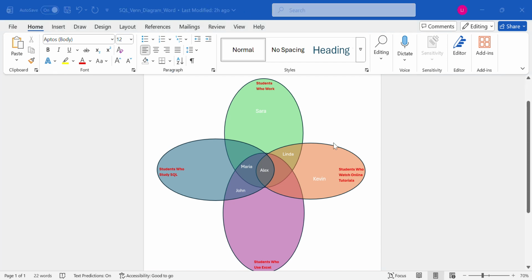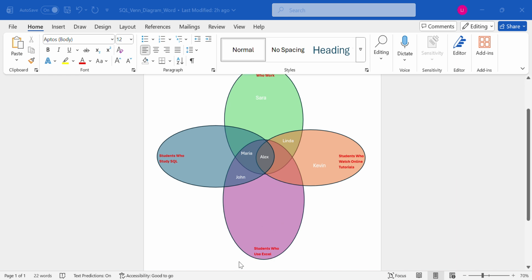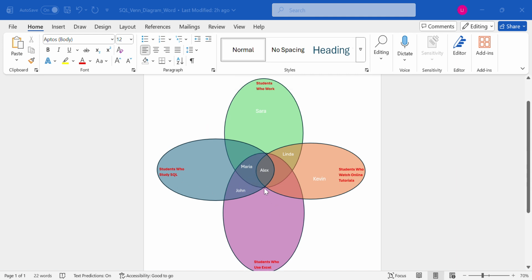As you can see, my diagram has four circles. The Venn diagram has four circles: students who work, students who watch online tutorials, students who use Excel, and students who use SQL. And Alex here. These are the names of the students. We have Sarah, Linda, Alex, Marianne, John, and Kelvin.